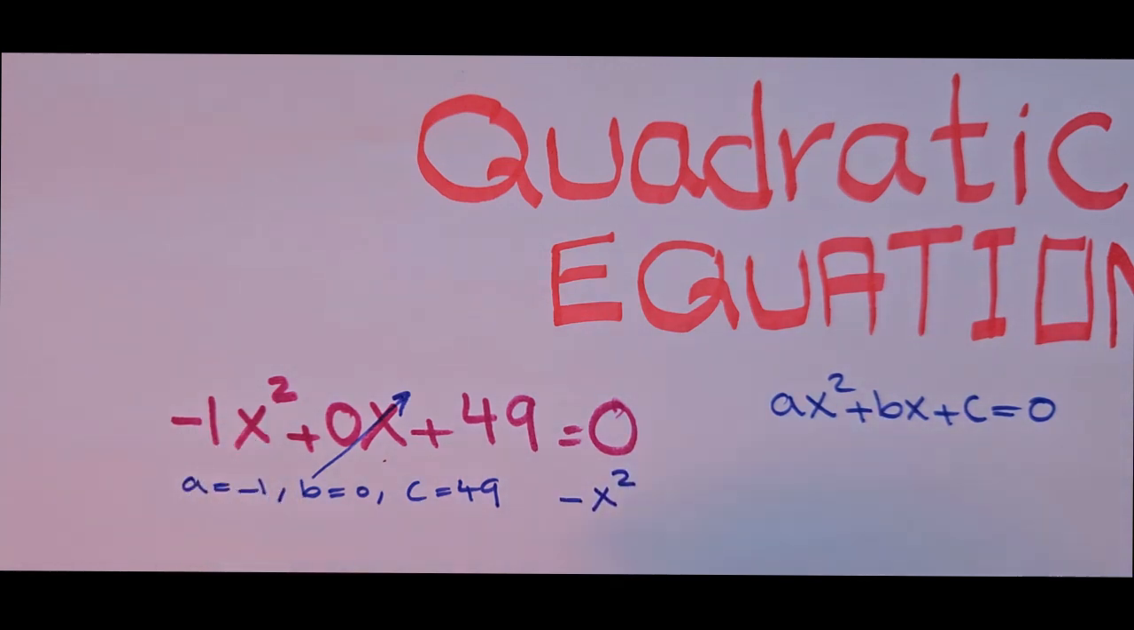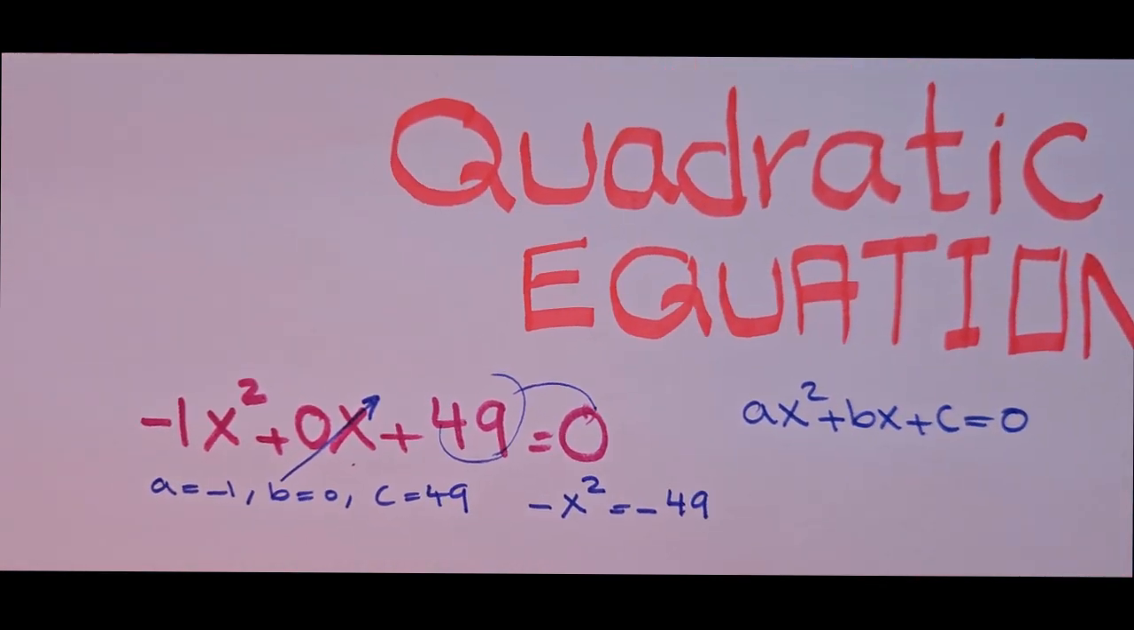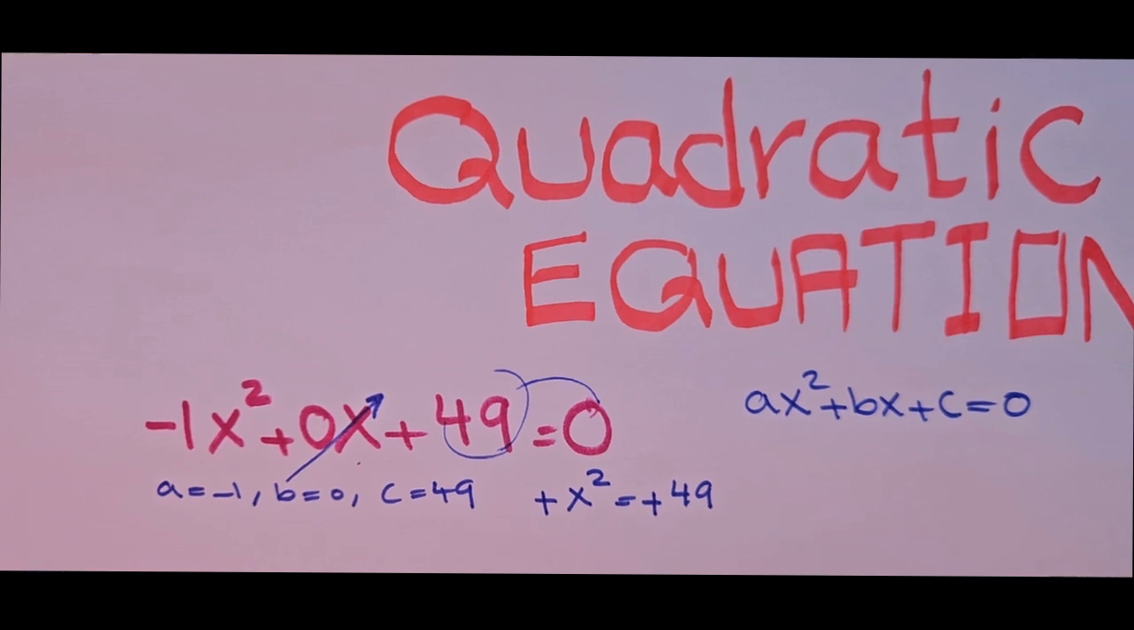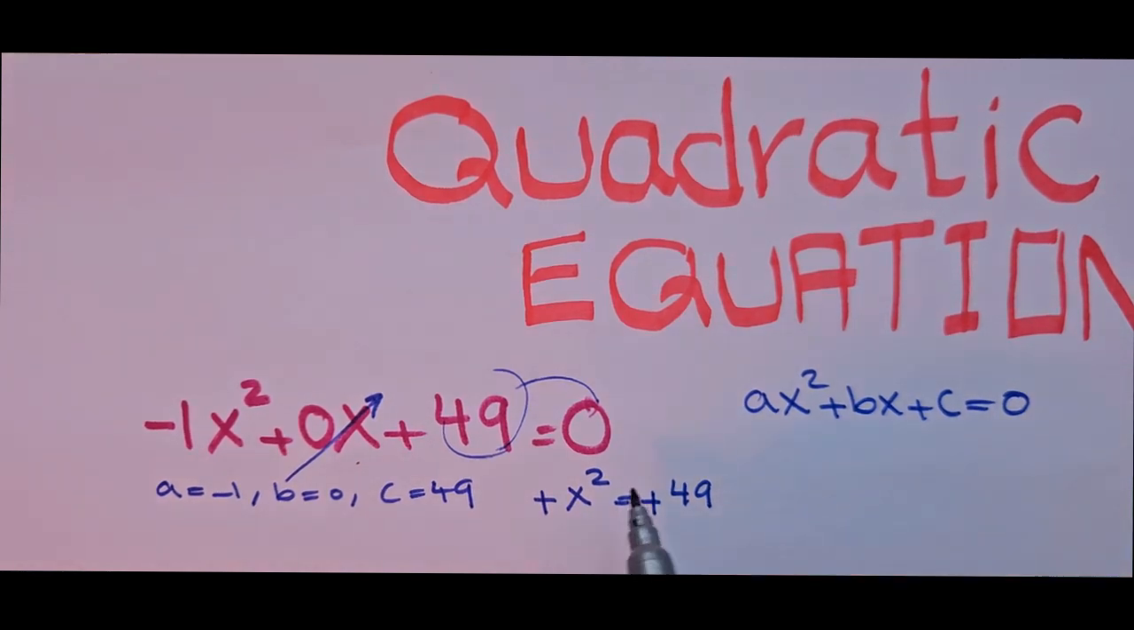-1 times x squared is negative x squared, and then I move 49 to the other side, which would be -49. So now I could say both sides can be divided by -1, so I have x squared equals 49. The answer is plus and minus 7. This is your final answer.